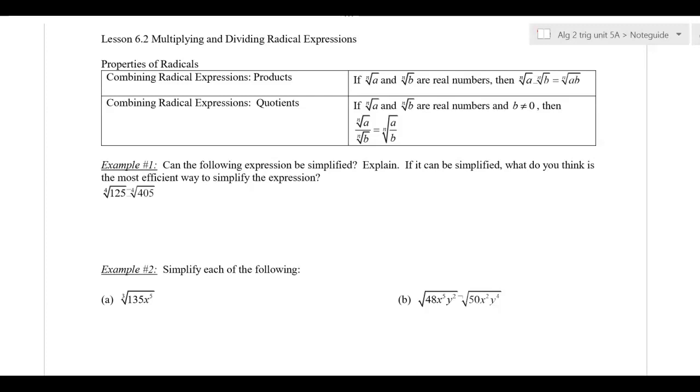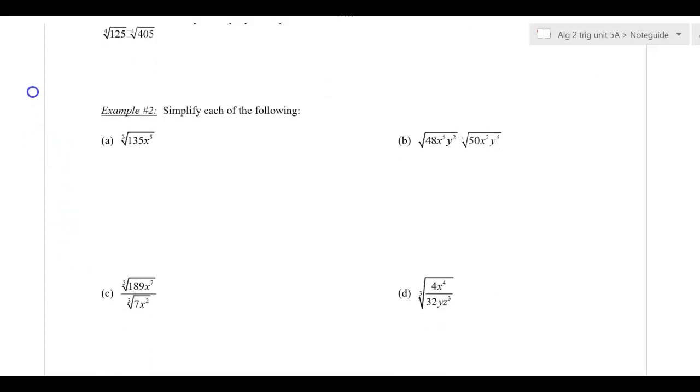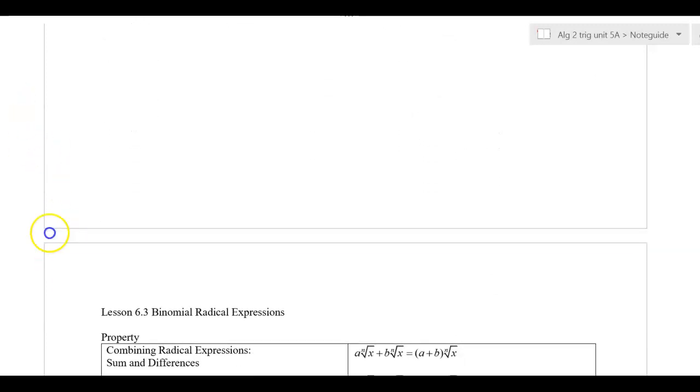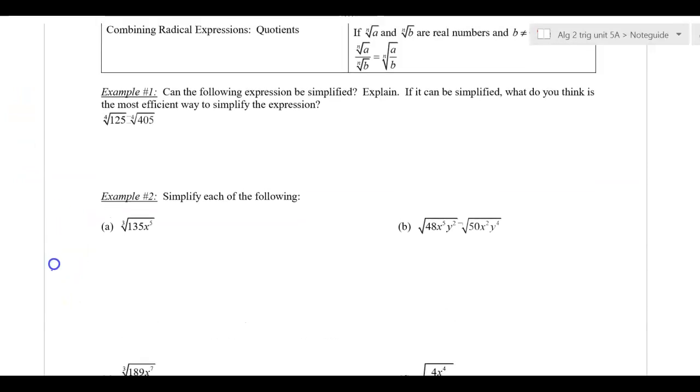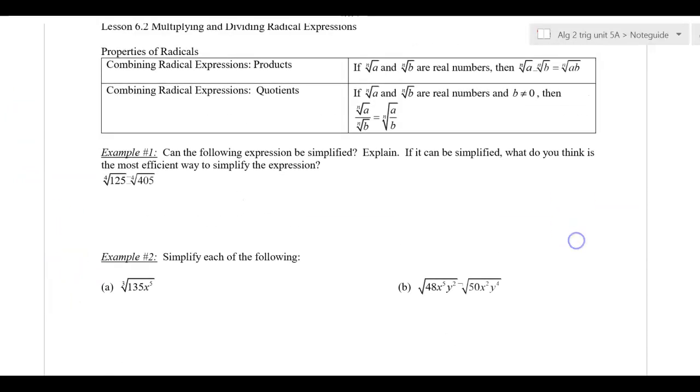So you can use the properties of radicals with multiplication and division, and luckily basically we are allowed to separate the radicals or do them. Sorry, I was scrolling through the notes to see.